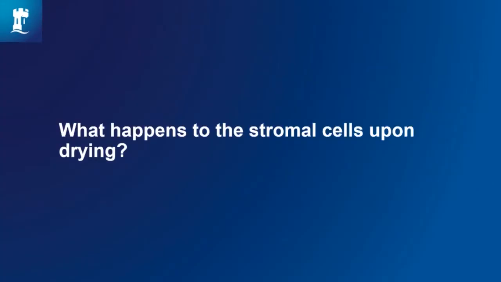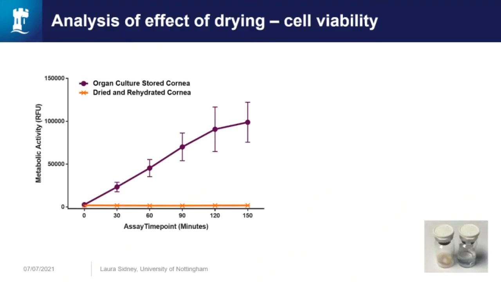So what happens to these stromal cells when we dry? So we looked at cell viability and we did a kinetic assay using Presto Blue. And basically with a normal fresh donor cornea, which I've referred to as organ culture, you can see that there's a metabolic activity that goes up. With the dried and rehydrated, we don't see this. So there's no metabolic activity within this.